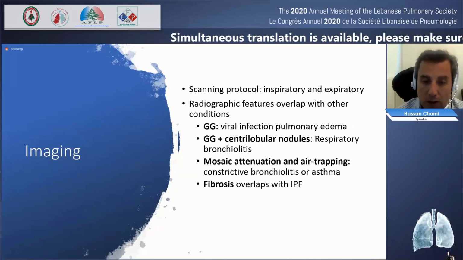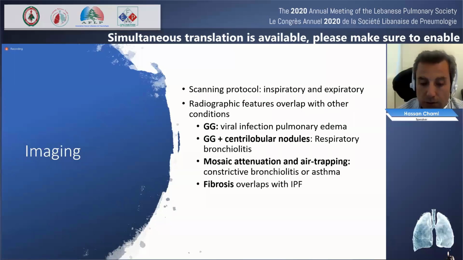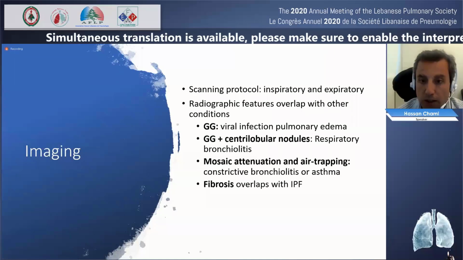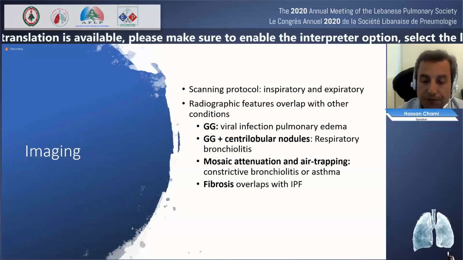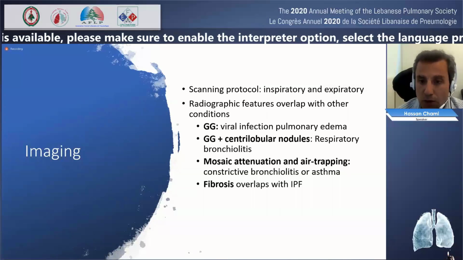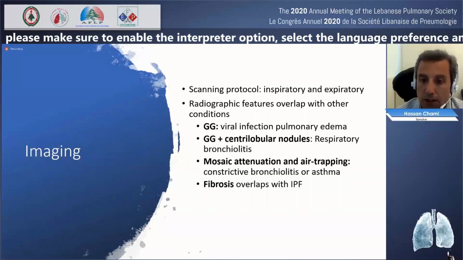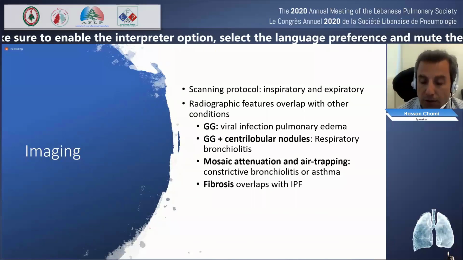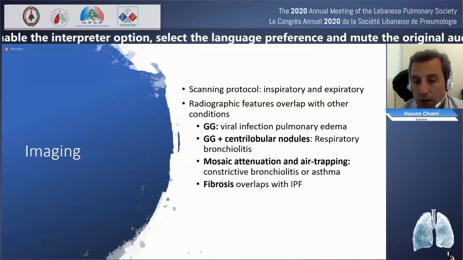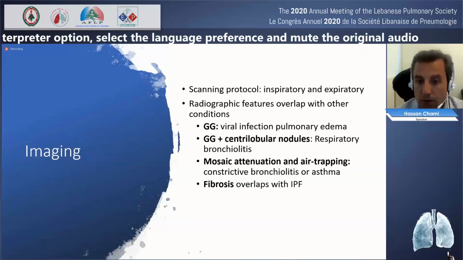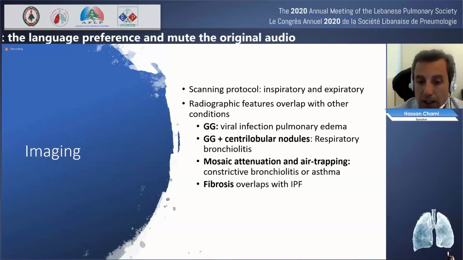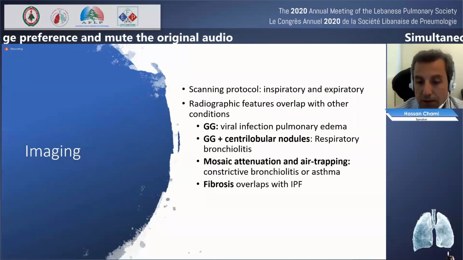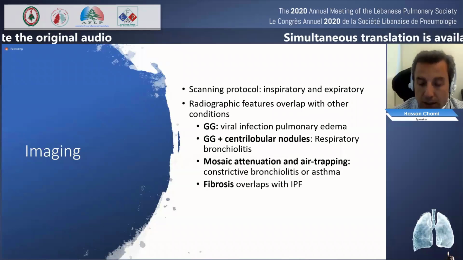So the challenge again here is that the radiographic features overlap with other conditions. For example, ground-glass infiltration, which is an important feature in the non-fibrotic type, could also be present in viral infection, could be pulmonary edema. And the combination of ground-glass plus centrilobular nodules that's also present in the usually non-fibrotic HP could also be seen in respiratory bronchiolitis. The mosaic attenuation and air trapping could be seen in constrictive bronchiolitis or asthma. And it's well recognized that the fibrotic HP overlaps with IPF and the UIP pattern.